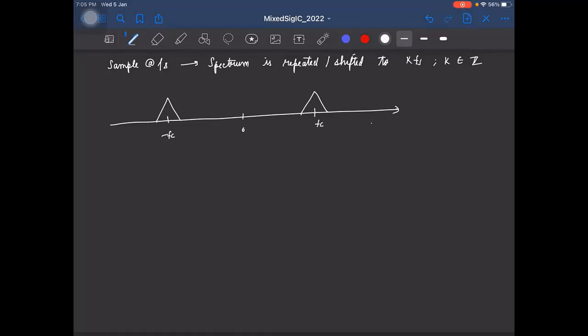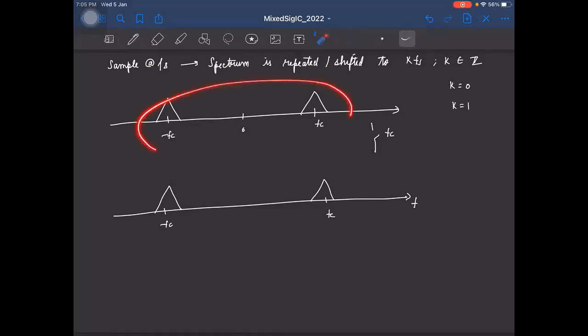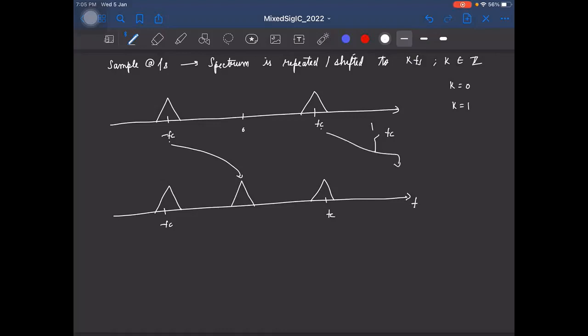Let us say I sample this at Fc. Okay. So what happens? The spectrum will be repeated at kFs, right? So let's say for k equal to 0, what do we have? We'll have the same spectrum, right? So -Fc and plus Fc. Now for k equal to 1, what will happen? This entire spectrum will shift to the right by an amount Fc, right? So this -Fc will get shifted to the right and we'll get a component of the same spectrum here. Right? So let me draw it properly. Similarly, this Fc will get shifted to 2Fc.